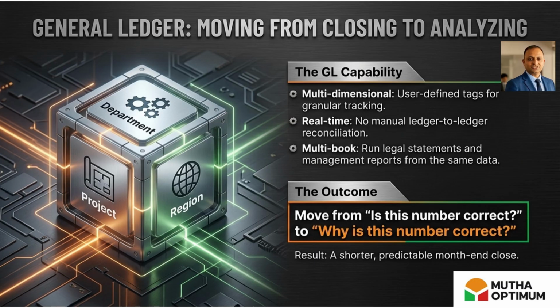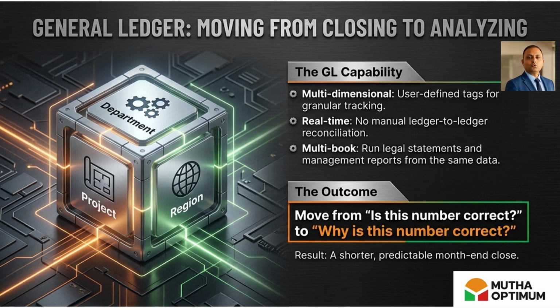In LN, the GL is not a black box. It is multi-dimensional with user-defined tags and classes like department, project, cost center, region, real-time, no manual ledger-to-ledger reconciliation. Multi-book, so you can run local GAAP and IFRS from the same transaction base.